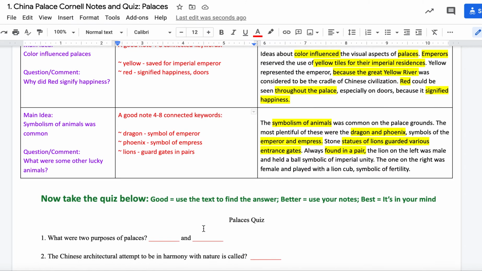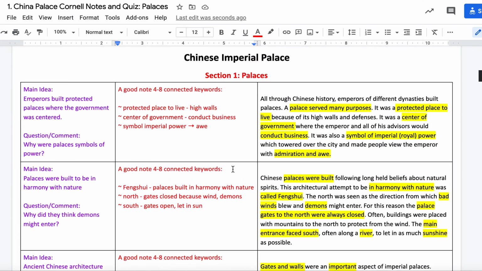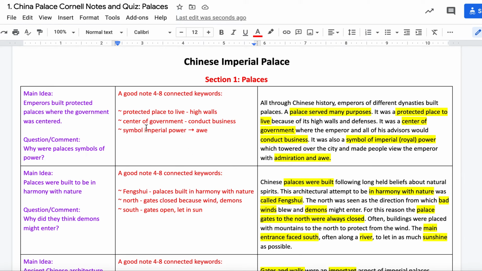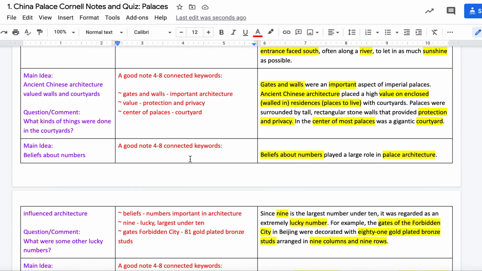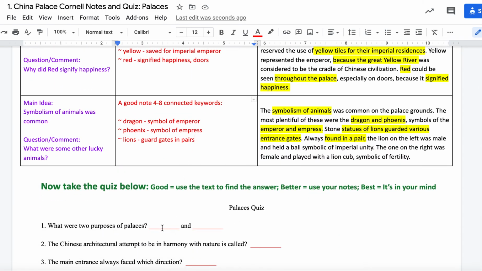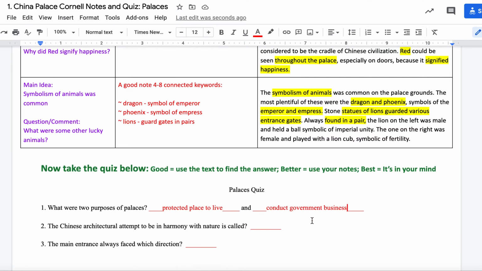So what were the two purposes of palaces? There are actually three of them, so you could choose from any of these three. Protected place to live, symbol of government, or symbol of imperial power. So protected, or even just say protected place to live. And you could also say conduct government business. And they'll also accept symbol of power if you want to do that.